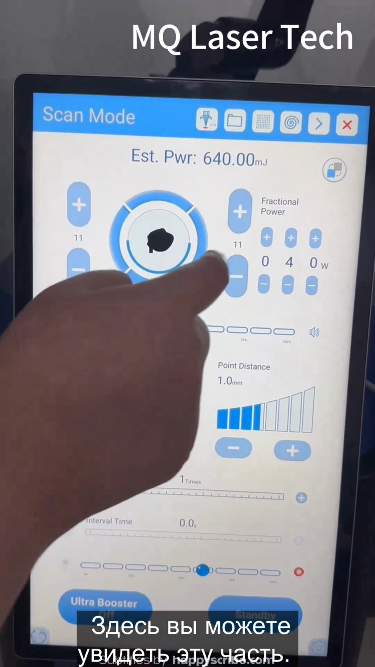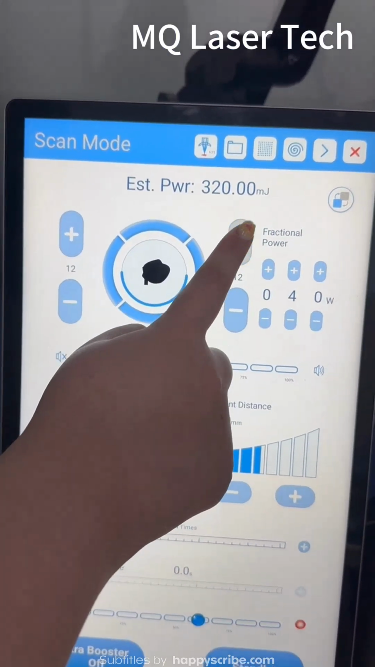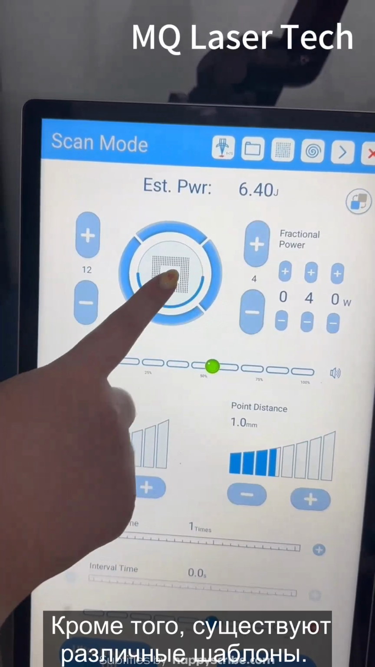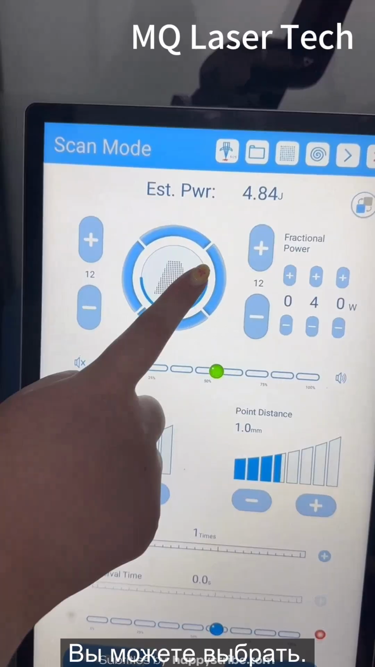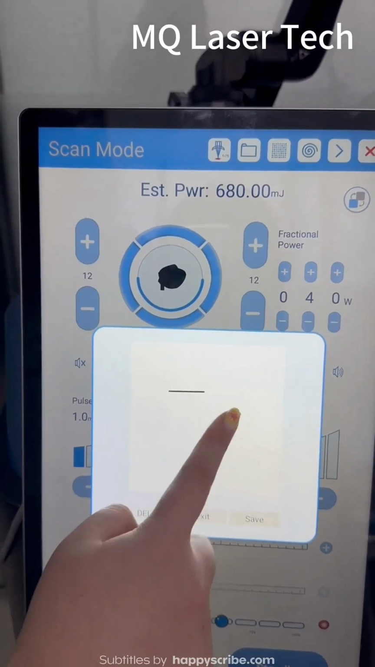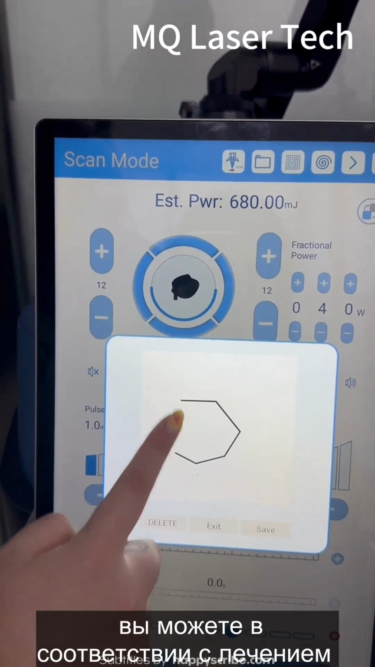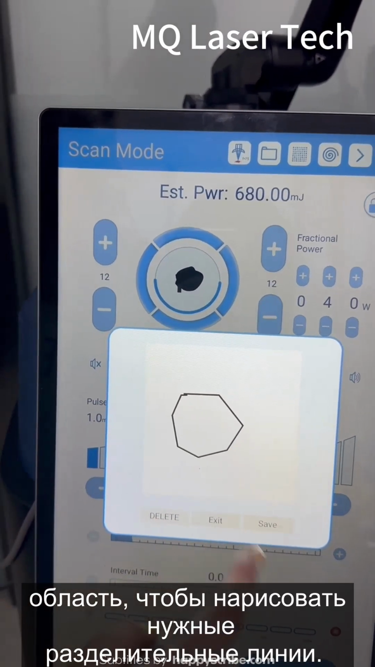Here you can see this part. You can change the length and width. Also, there are different patterns you can choose. Here you can see, you can draw. You can draw the patterns you need according to the treatment area.